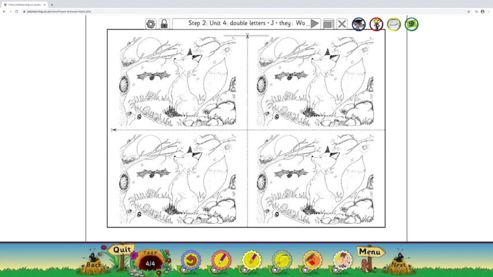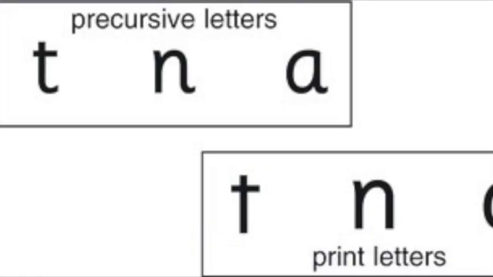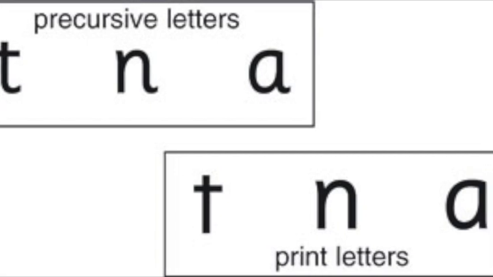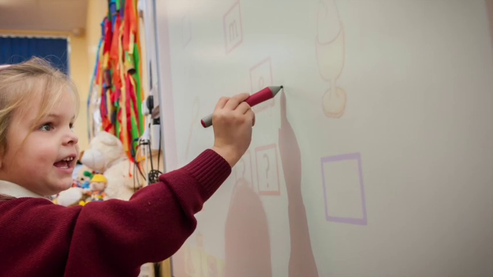teaching using the software. Finally, teachers are able to toggle between British English and American English spellings, as well as between precursive and print letter fonts. Precursive letter fonts have an exit stroke on each letter that encourages joined-up handwriting, whereas print letter fonts do not.